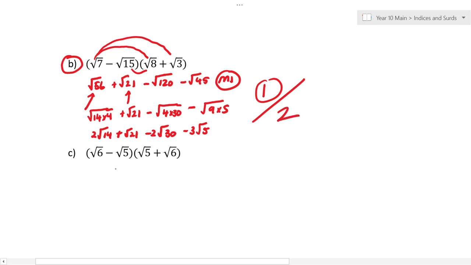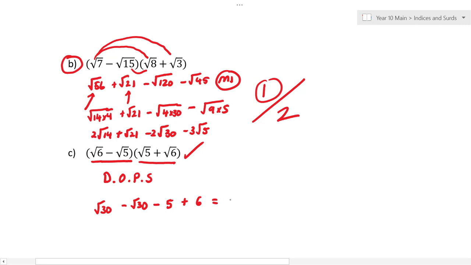This one was done actually quite very well. Okay, this is what we call the difference of squares. Because we can see here we've got root 6 minus root 5 and root 5 plus root 6. Now, what we're going to do is we can say that it's root 30, then we've got a minus root 30, then we've got a minus 5, root 5 times root 5 is 5. So we've got a minus 5, and then we've got a plus root 6 times root 6 is 6.